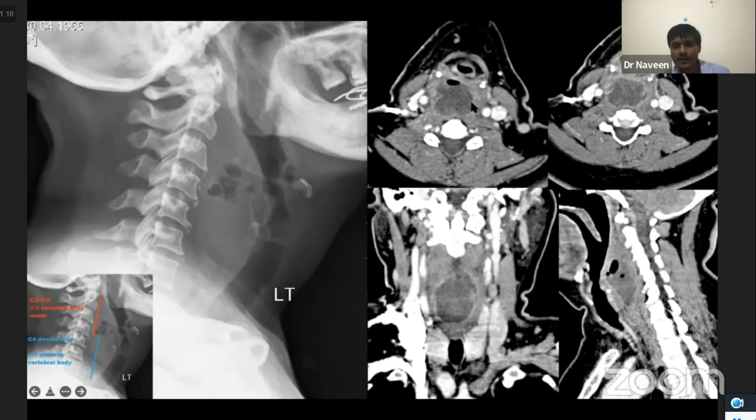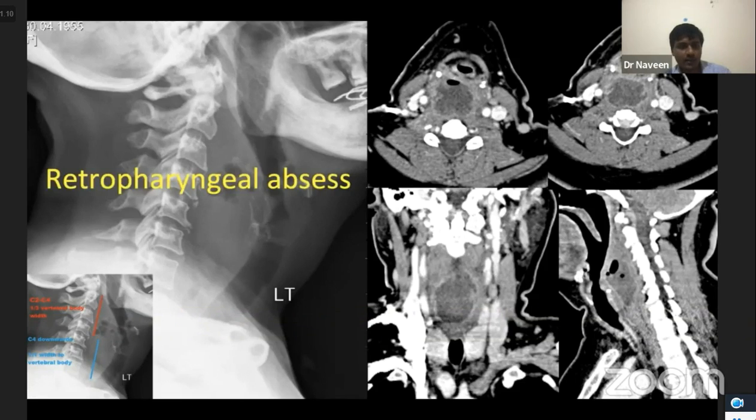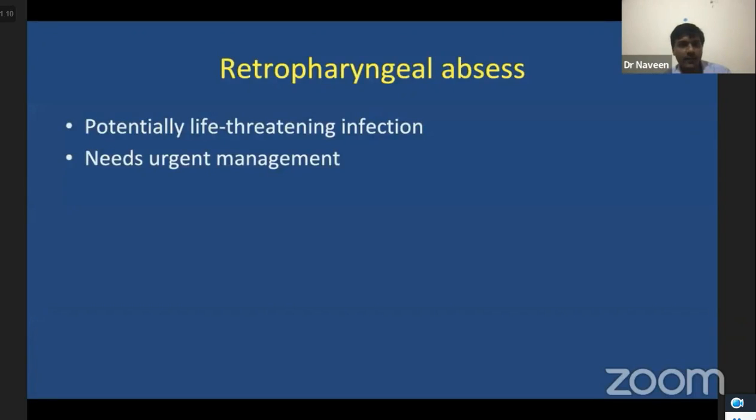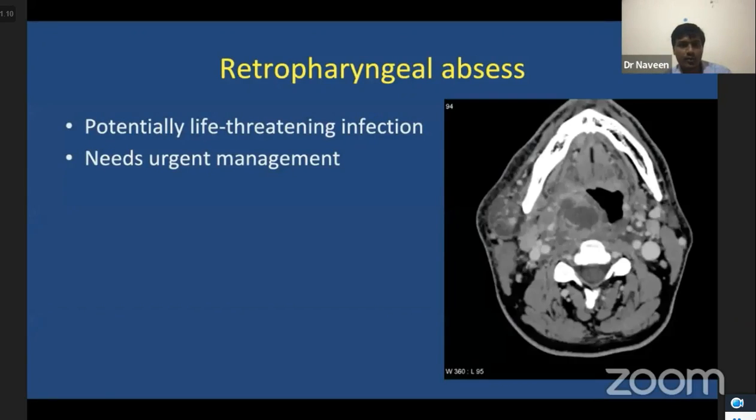And on the contrast CT, we can see the peripherally enhancing capsule with the central non-enhancing area, and multiple air loculi can be seen, suggesting fluid collection within the retropharyngeal space. This is a case of retropharyngeal abscess. These are very life-threatening and dangerous and need urgent evacuation.